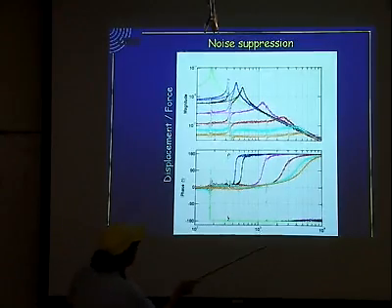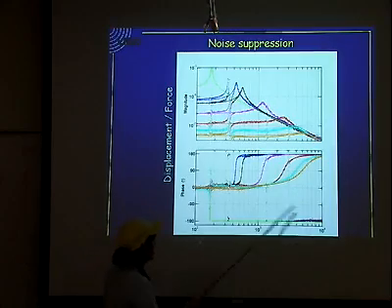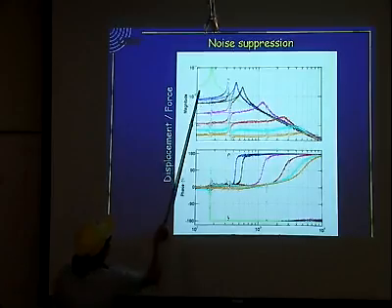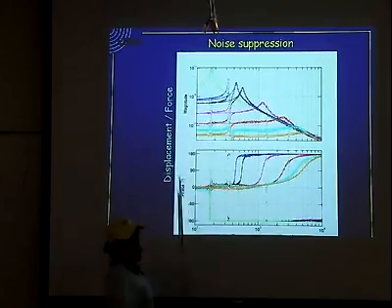I'm sorry, I have a little bit of cutoff. This is frequency on this axis here. So here we are, 10 kilohertz down to 100 hertz. The green curve is, again, what you'd have without any optical spring.